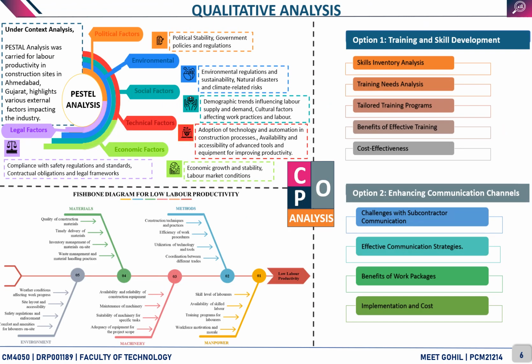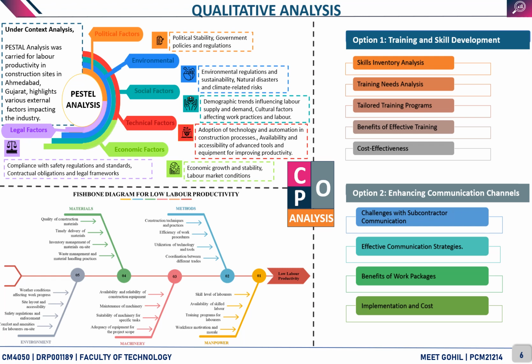In this project, the data analysis is done in two bifurcations. First is qualitative analysis and second is quantitative analysis. Qualitative analysis contains CPO analysis. Moving ahead with the legal compliances hindering labor productivity. Next is the linear responsibility chart created for labor productivity on construction site, and last is the risk management associated with labor productivity and labors on construction site. Talking about quantitative analysis, it consists of the analysis of surveys and interviews questionnaires.